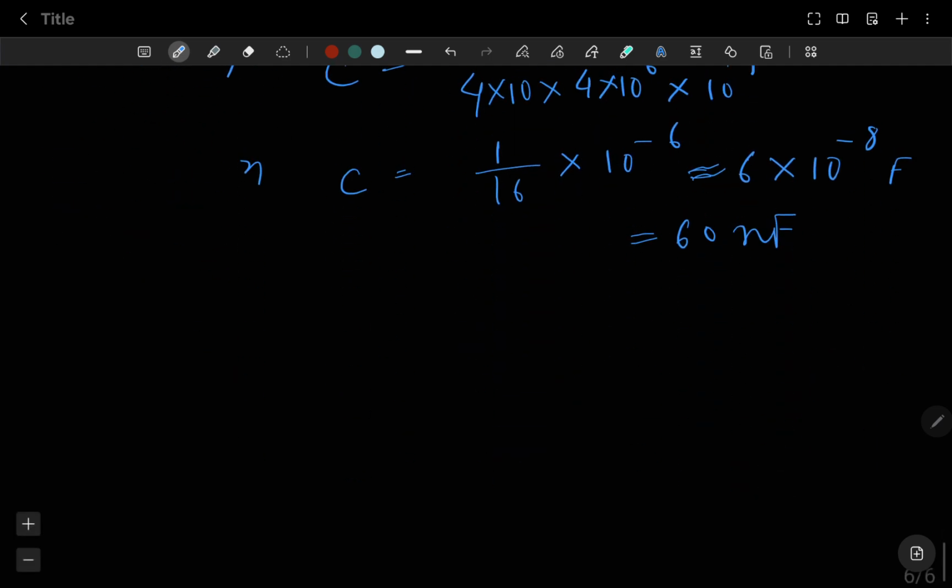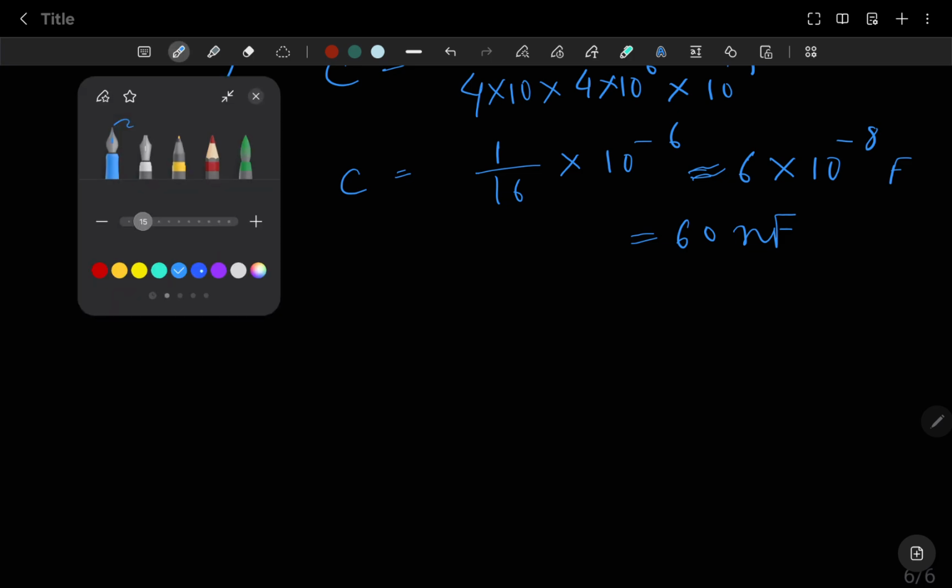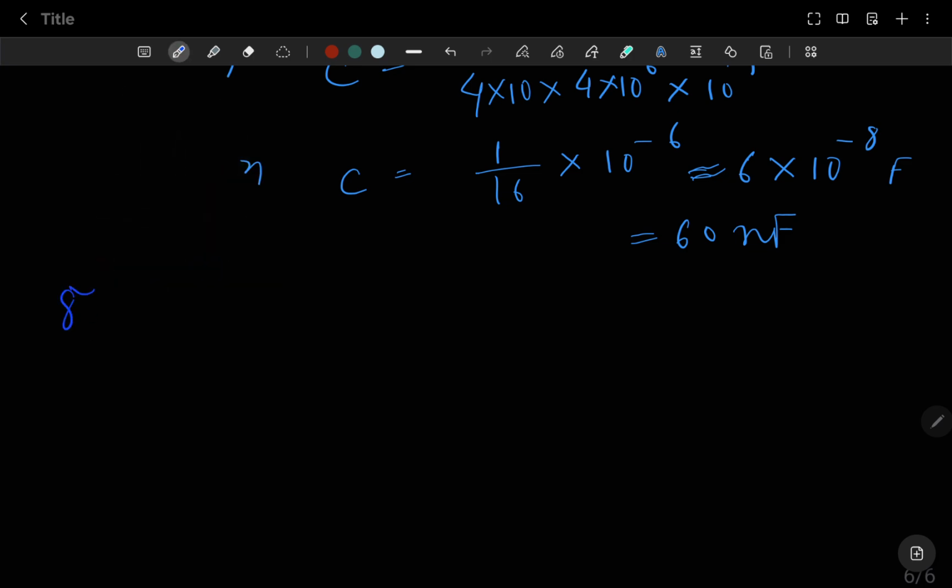Fine. And let us do problem number 8 as well. The dielectric strength of air is 3 into 10 to the power 6 volt per meter. A parallel plate capacitor has area 20 centimeter square and plate separation 0.1 millimeter. Find the maximum RMS voltage of an AC source which can be safely connected to this capacitor.